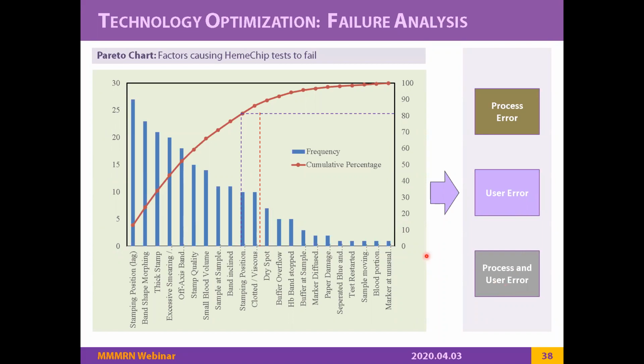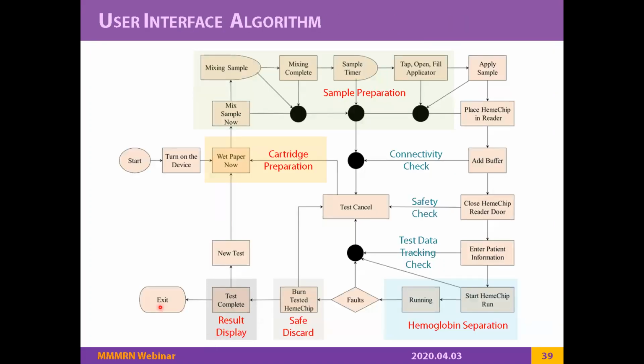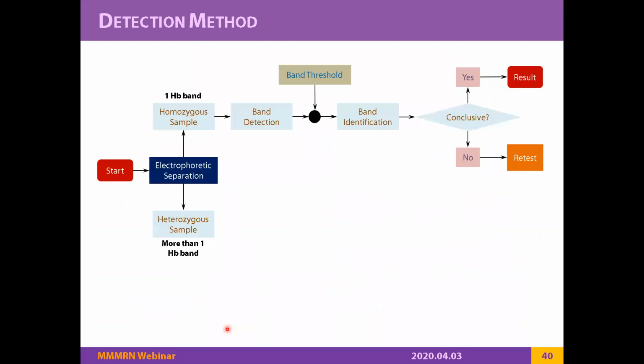So based on this, we came up with a pretty elaborate algorithm that's embedded in the software we talked about, which guides the user from the cartridge preparation through the sample preparation and running the test and getting the results. That makes sure that even a non-trained person can run the test. And we talked about how we made sure that a minimally trained person can run the test.